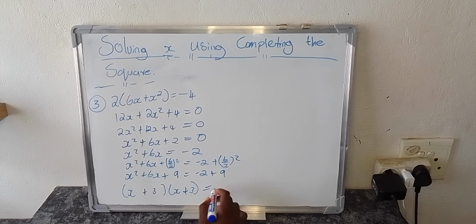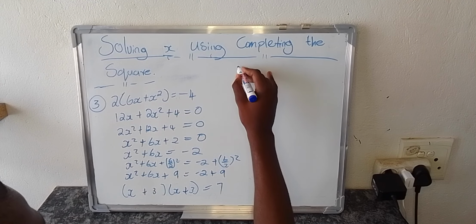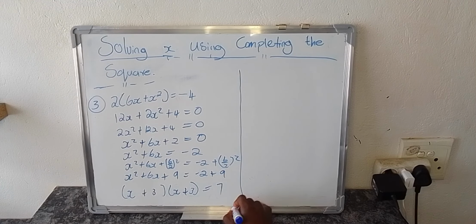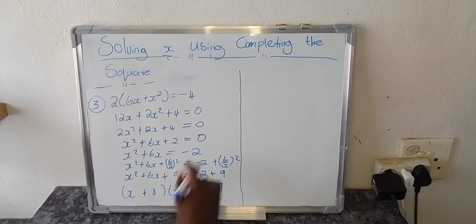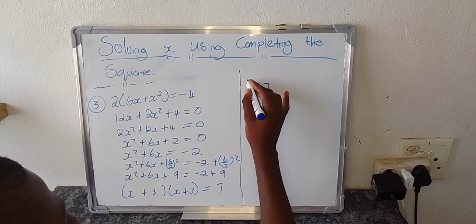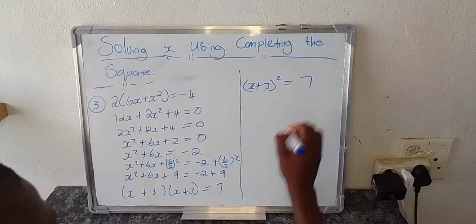Then from there we're going to jump to the right hand side. At the right hand side we have like terms, which are negative 2 and 9. So we are going to add them. Negative 2 plus 9 is positive 7. And one can note that we can write x plus 3 multiplied by x plus 3 as x plus 3 squared is equal to 7.